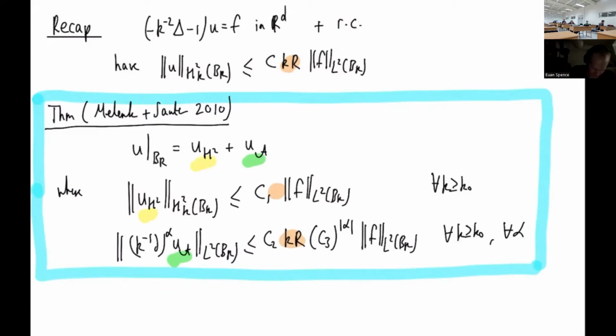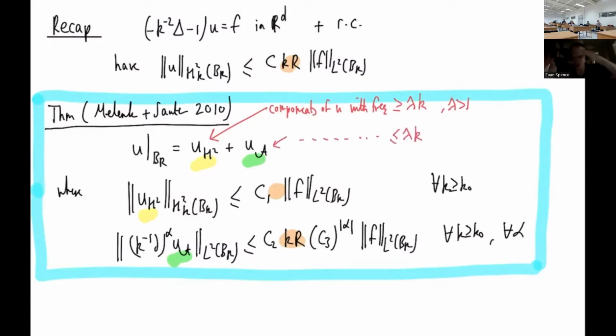All right. So this u_H2 is going to be the components of u with frequency greater than or equal to lambda k for some lambda greater than 1, where I define frequencies via the Fourier transform. And this u_H1 is then the components of u with frequencies less than or equal to lambda k.